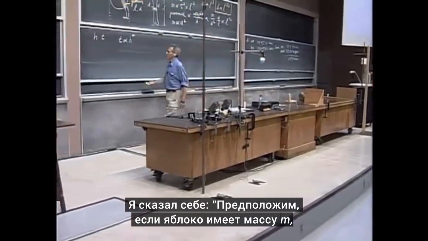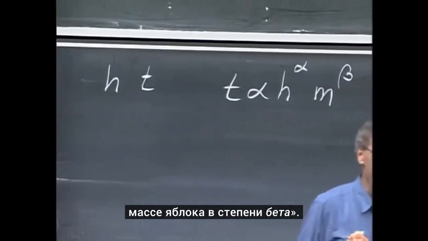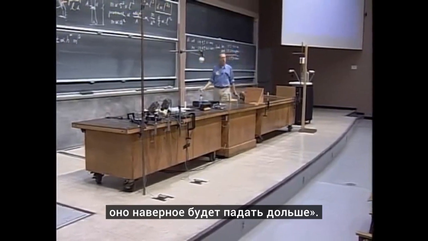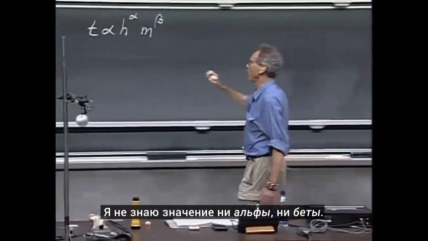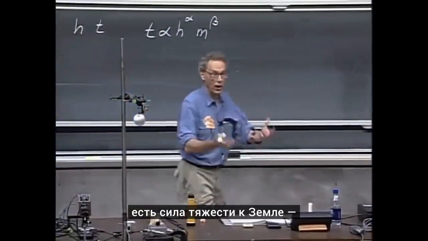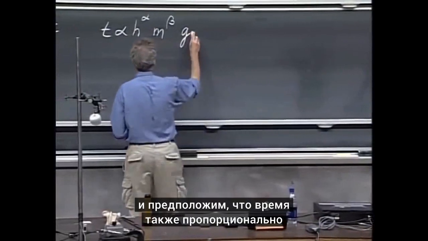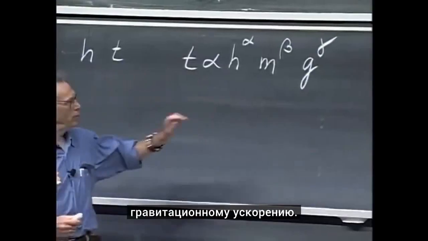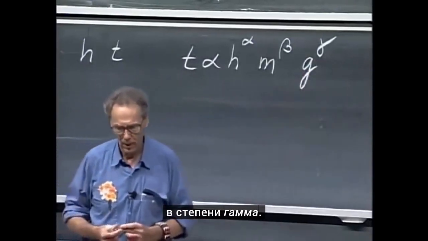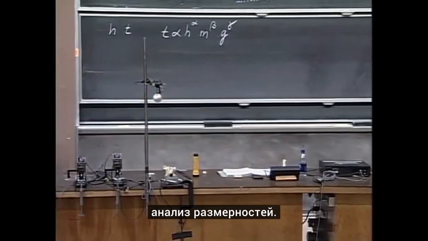I said to myself, well, if the apple has a mass m, it probably is also proportional to the mass of that apple to the power beta. I said to myself, gee, yeah, if something is more massive, it will probably take more time. So maybe m to some power beta. I don't know alpha, I don't know beta. And then I said, yeah, there is also something like gravity. There is the Earth's gravitational pull, the gravitational acceleration of the Earth. So let's introduce that too, and let's assume that that time is also proportional to the gravitational acceleration. This is an acceleration, we'll learn a lot more about that, to the power gamma. Having said this, we can now do what's called in physics a dimensional analysis.